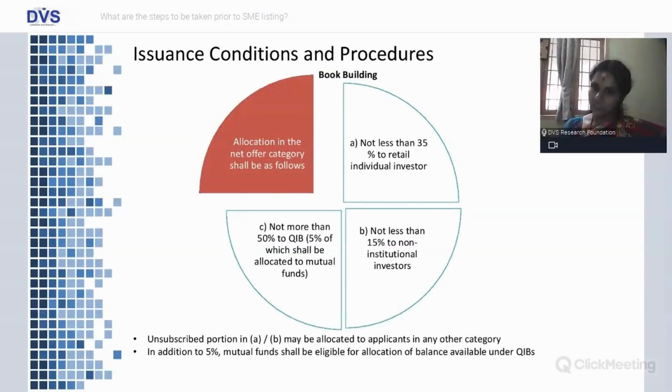However, this regulation clearly says that the unsubscribed portion in A and B, that is your retail category or non-institutional category, could be allocated to applicants in other categories as well. And in addition to the 5% out of 50, mutual funds shall be eligible for allocation of the balance available. So if there is a balance in that 50%, that could also be extended to your mutual fund category. This is the issuance condition as provided in your Reg 253.